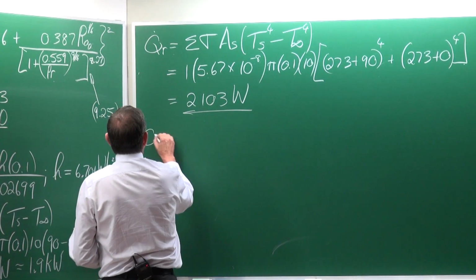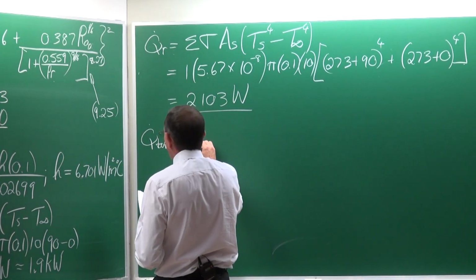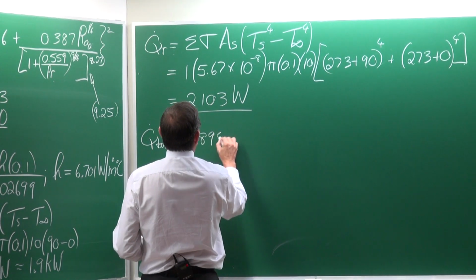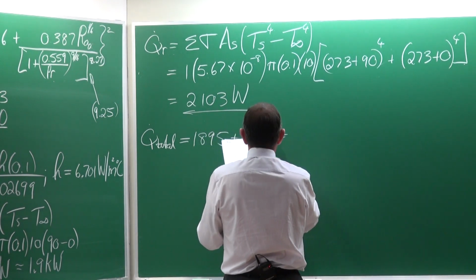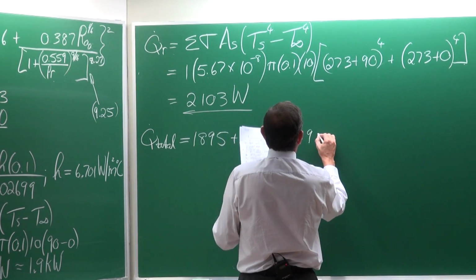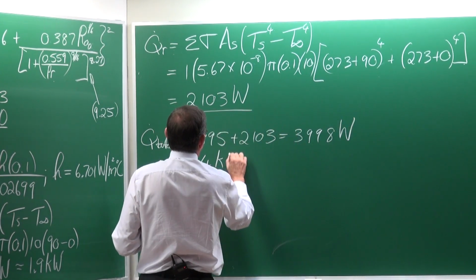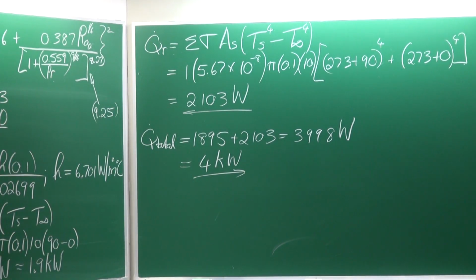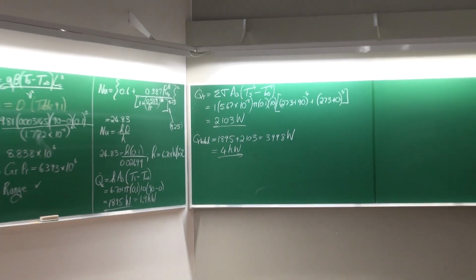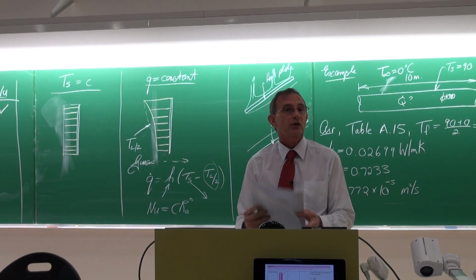But we can see we are talking of about the same heat transfer rate. So if we therefore look at the total heat transfer rate, which is then equal to 1895 plus 2103, then that works out as 3,998 watts, which is equal to 4 kilowatt. 4 kilowatt of heat losses to the environment. You happy with that?